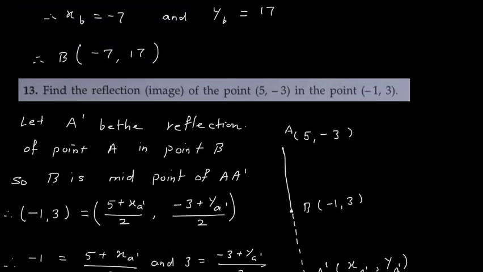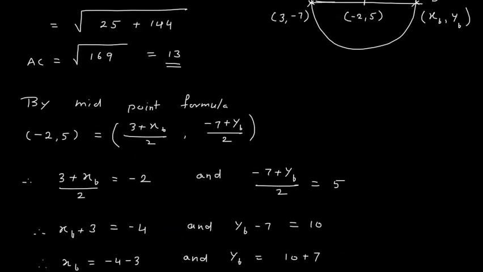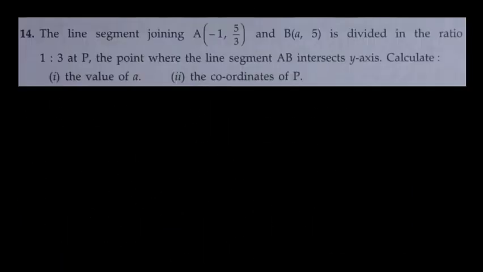Okay, this is the 13th question. The line segment joining A and B is divided in the ratio 1:3 at P. The point where the line segment AB intersects the y-axis, calculate the value of A.